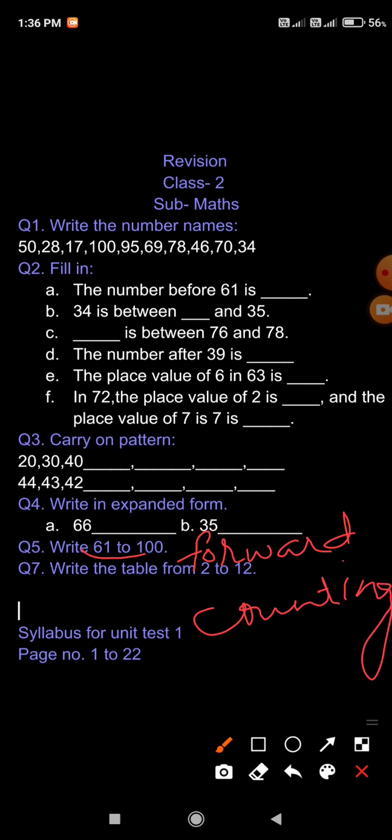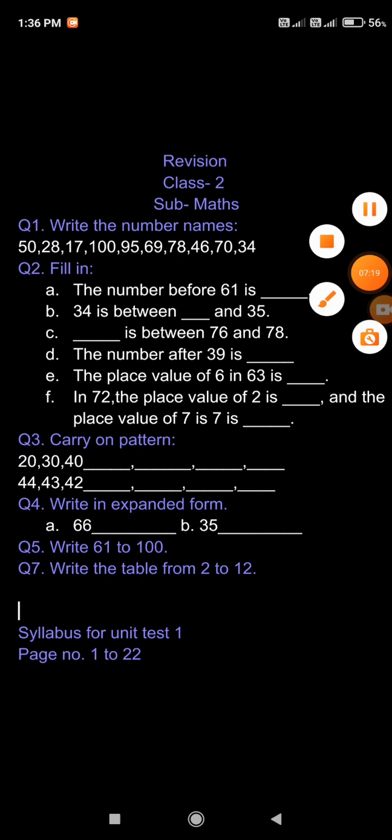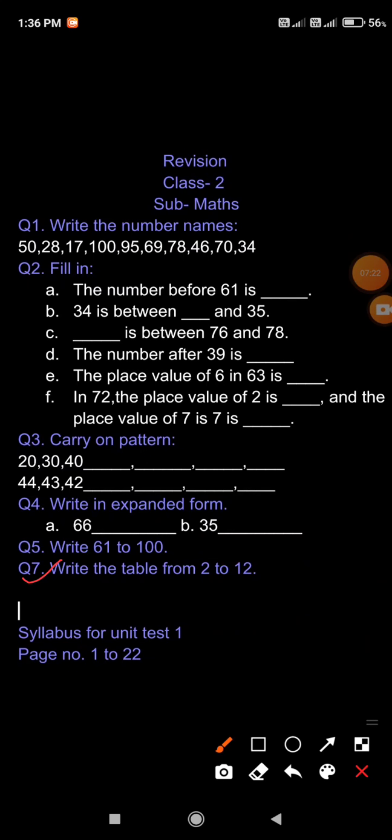From 61 to 100. Now question number 7. Here you will write the table from 2 to 12. All the tables you have to write 2 times at least, and in a good handwriting. Your writing should be neat and clean. Okay students, and learn these properly. Any table may come in the exam also. So learn all the tables from 2 to 12, and your syllabus for unit test 1 is from page number 1 to 22. Okay, so prepare it well.